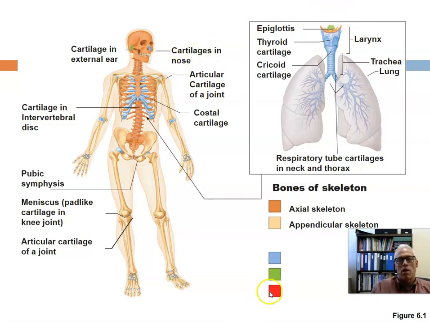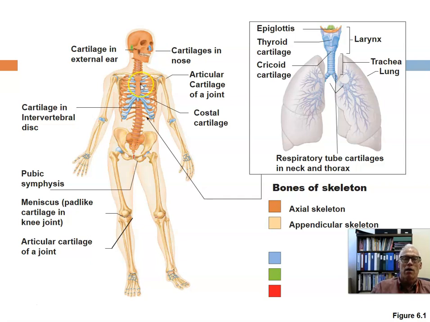And then finally, fibrocartilage forms joints called symphyses. The pubic symphysis, it's a strange word. Anyway, there's a little bit of fibrocartilage between the pubic bones there.